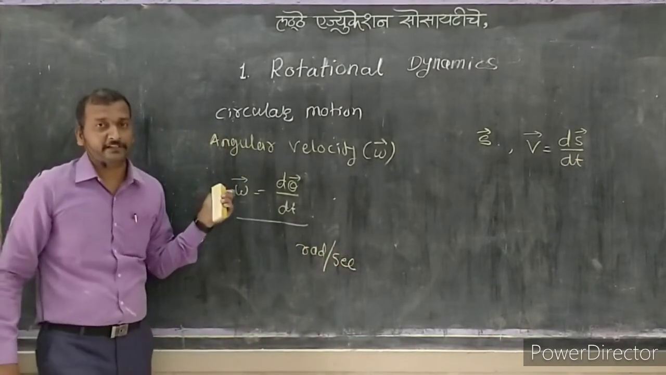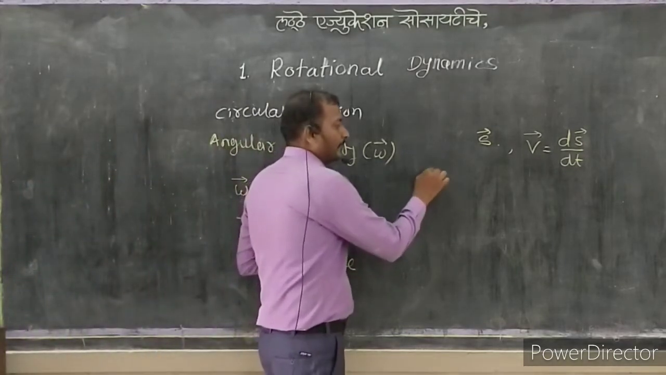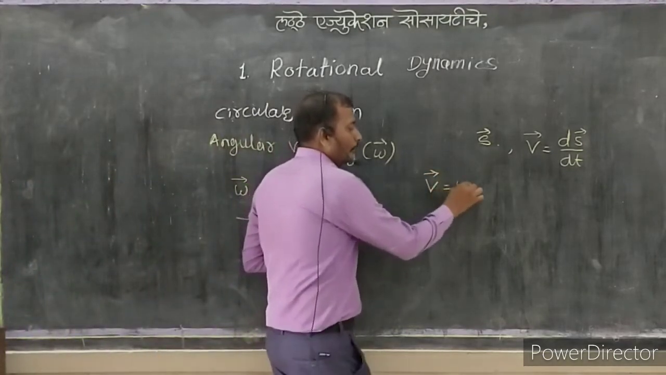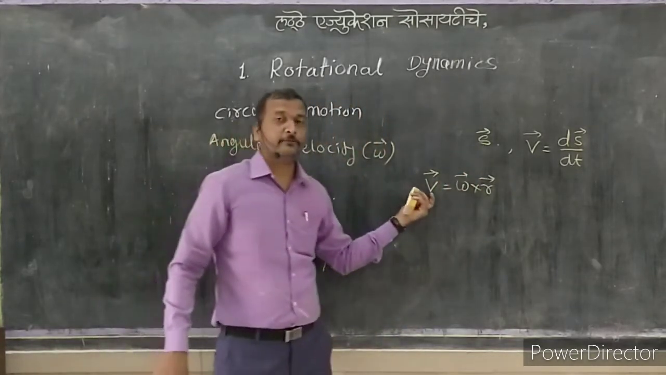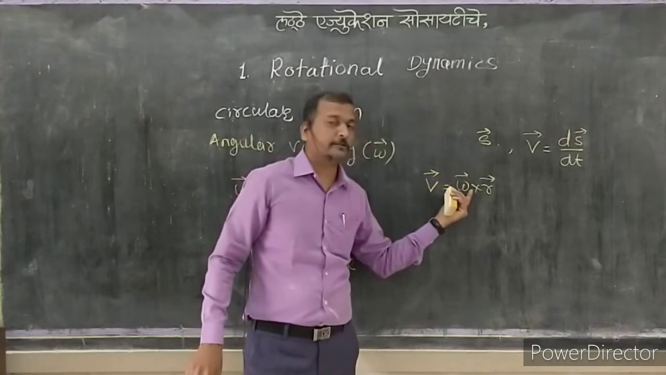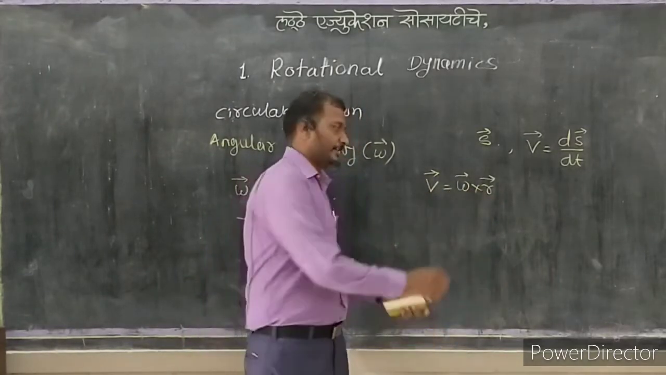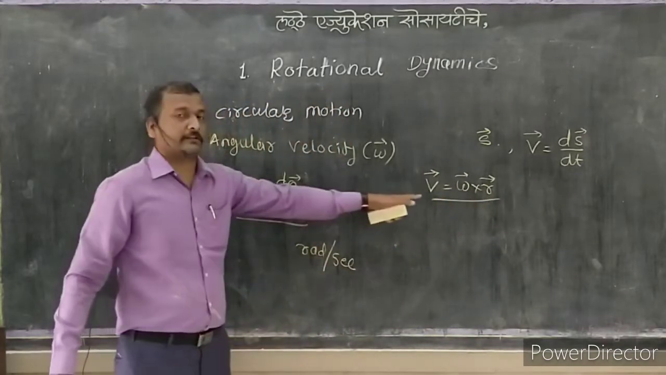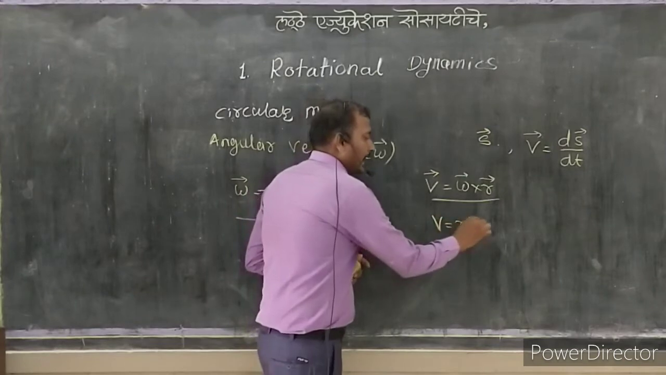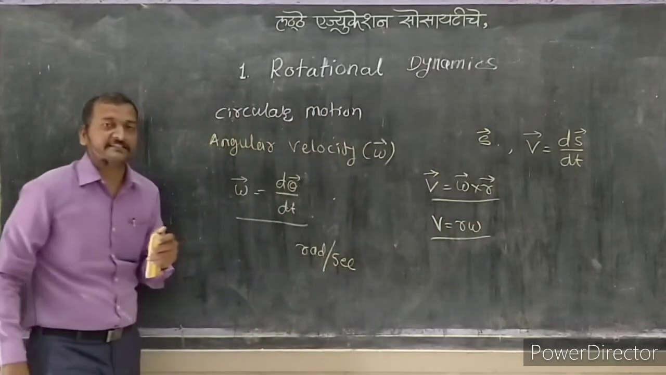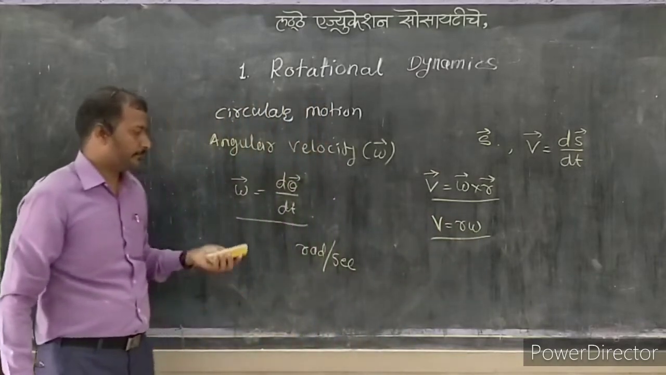The relation between linear velocity and angular velocity can be given by v bar is equal to omega bar cross r bar. Means linear velocity is the cross product of the angular velocity and the radius vector. This will be the relation. In magnitude, v is equal to r omega. This is the relation between the linear velocity and angular velocity.